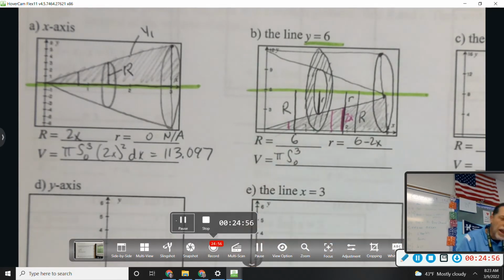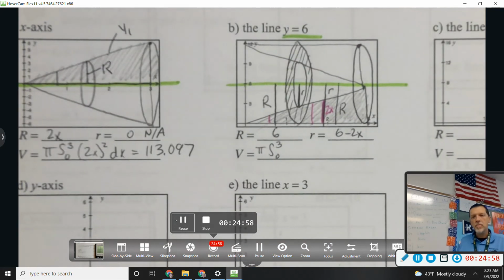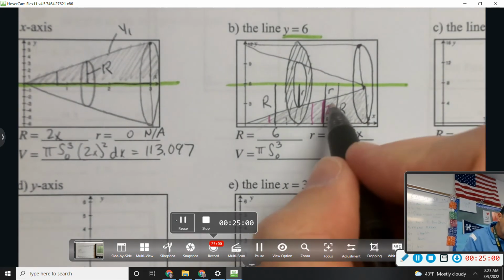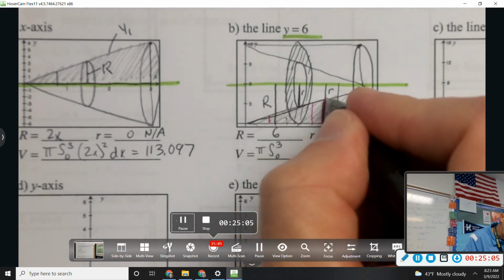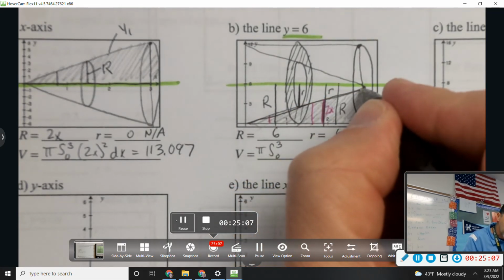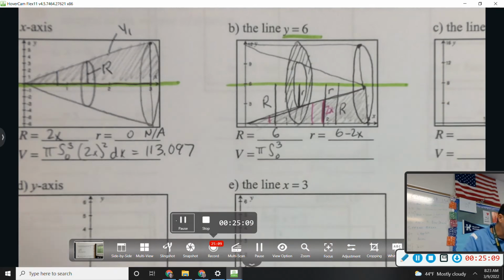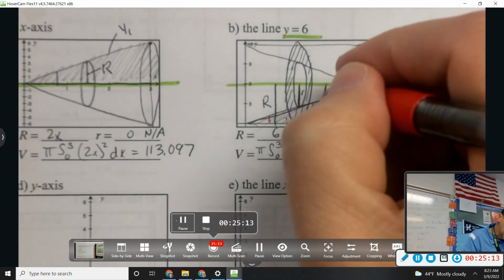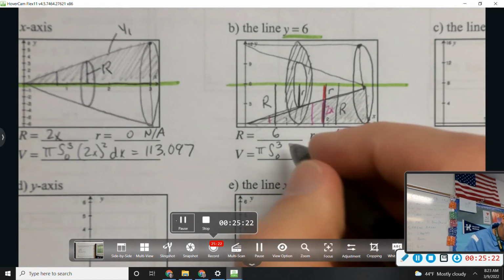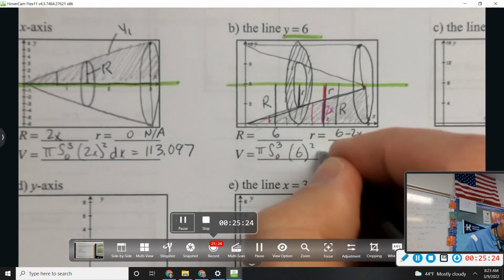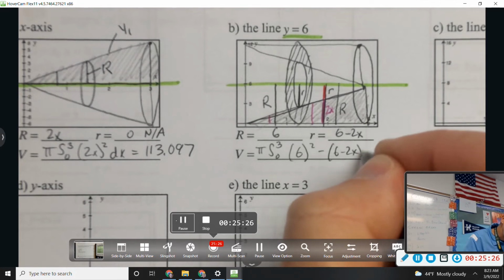Why is it 6 minus 2x? Because 2x is the height up to this line, right? But that's not what r is. R is the other side of that. Little r is this side of it. Got it. So little r is 6 minus 2x. So big R squared minus little r squared dx.